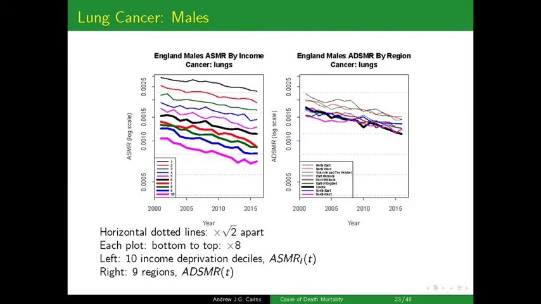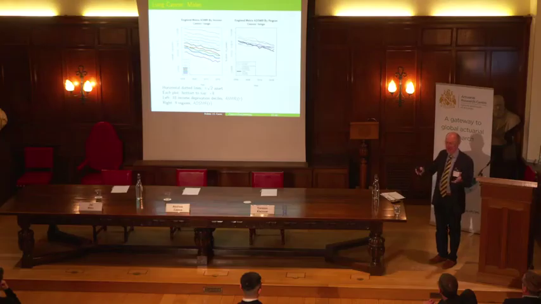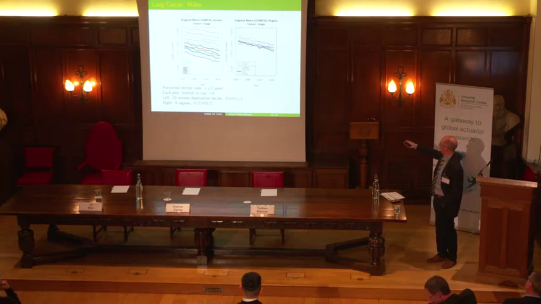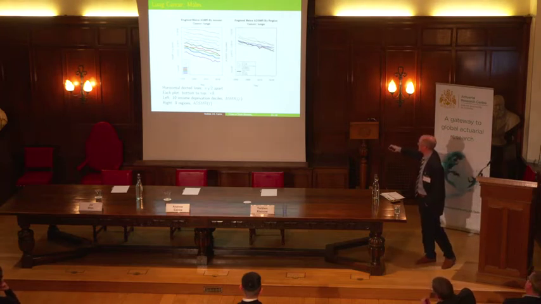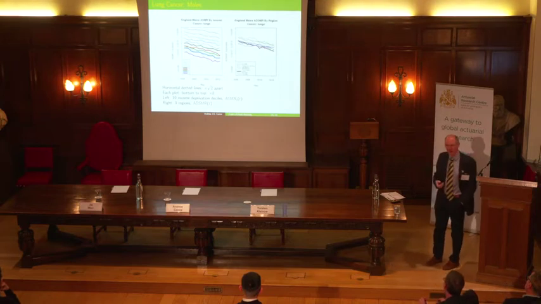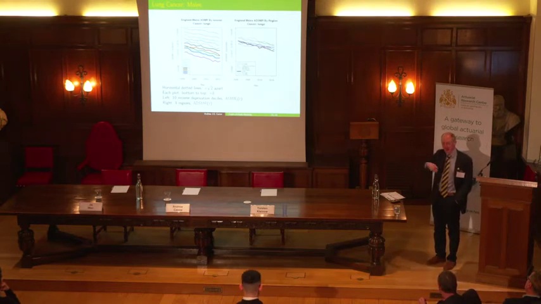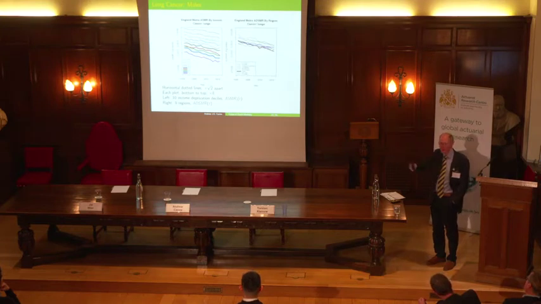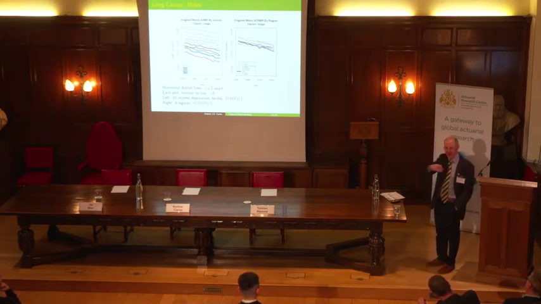And so that is an indication that even after you've taken account of the deprivation differences, in general, people who live in these regions, the black, red, and green, so that's the northeast, northwest, and Yorkshire and the Humber, are just generally, across all social groups, more likely to be smokers than not.